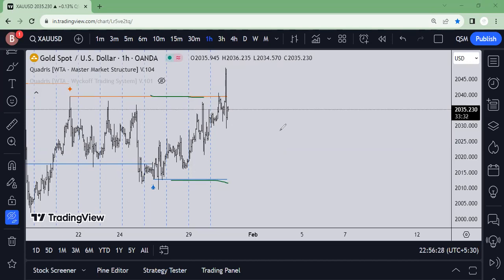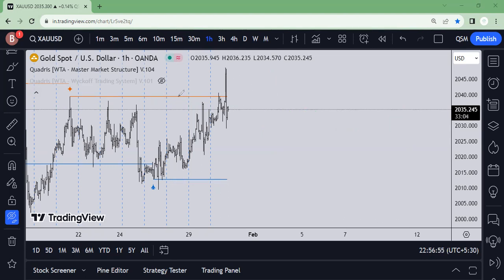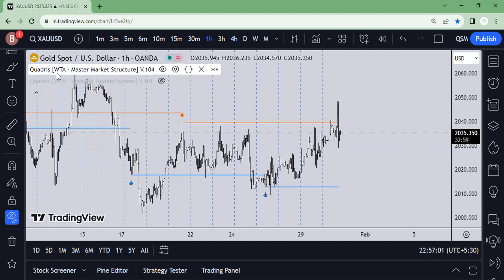So Walter, in the beginning I was talking about there are many ICT concepts, imbalance concepts, SMC concepts, and whatnot, and demand and supply zones. There are n number of things going on in the market, and people are practicing based on them. So to get the proper solution to all these things, I'm introducing Quadri's WTA Master Market Structure version 104.